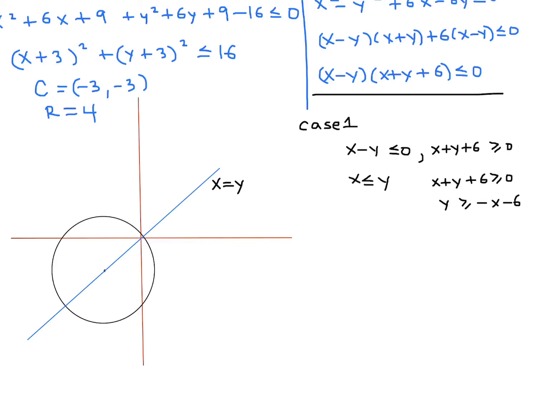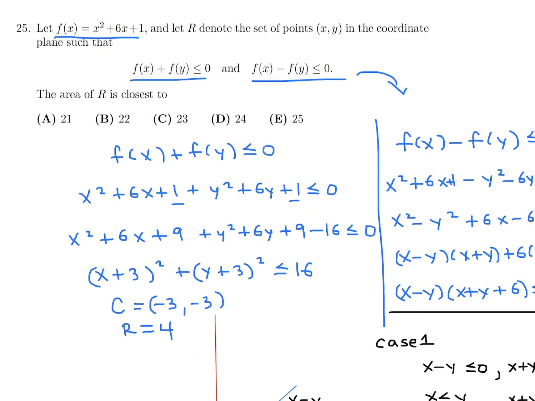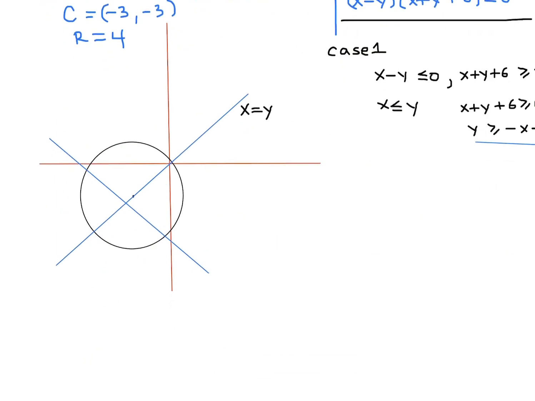So when I plot this line here, it's going to be something like this, approximately. Something like that. Now we have to figure out what are the regions in this diagram that we are interested in. Because if you read the question, R denotes the set of points in the coordinate plane for which these are all true. So the area of R is closest to... So we have to figure out what that region is.